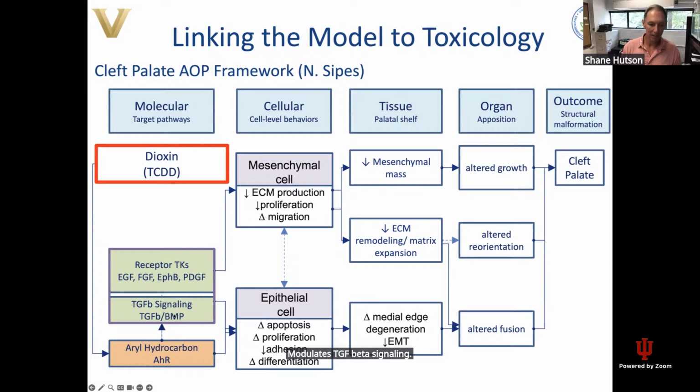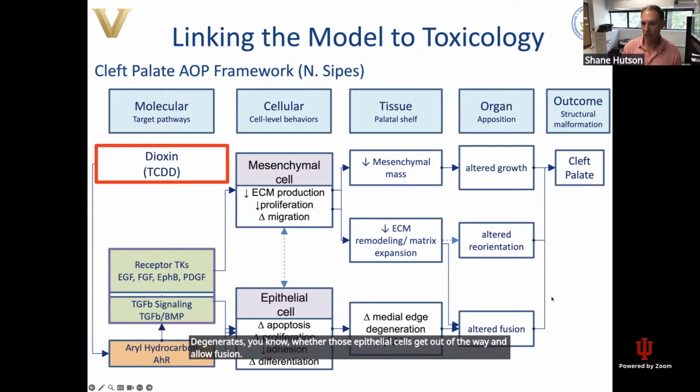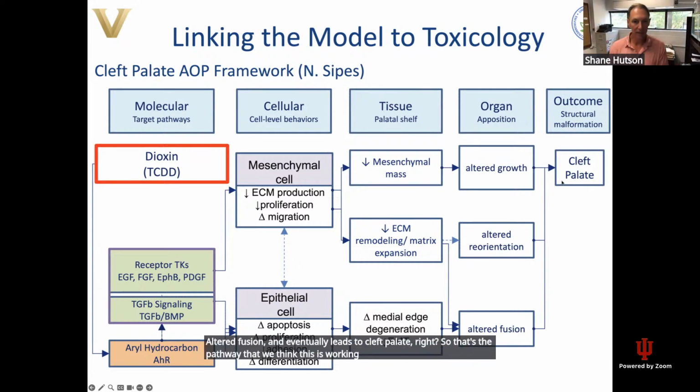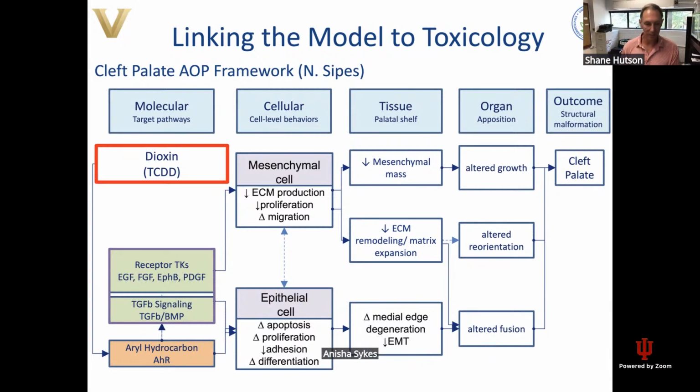And because it modulates TGF-beta signaling, it affects apoptosis, proliferation, and differentiation in those epithelial cells, changes how the medial edge degenerates, whether those epithelial cells get out of the way and allow fusion, alters fusion, and eventually leads to cleft palate, right? So that's the pathway that we think this is working within. And Nisha Sipes at EPA helped us put this together. Very nice job from Nisha there.